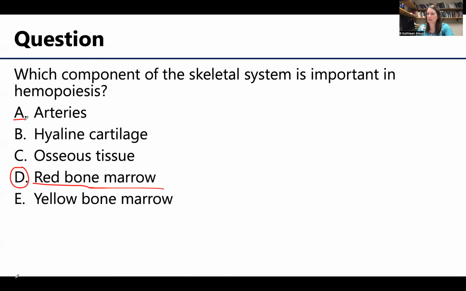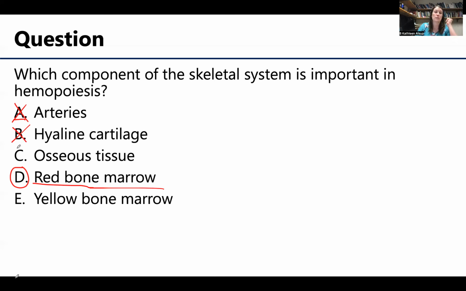And I did put A in here to be a little tricky. I don't like to be tricky generally, but I did want to put this in here as a good distractor, because while arteries are definitely important in terms of transporting blood, so allowing blood to move through the arteries to get to the specific tissues that they need to get to, that's not where the blood is actually forming. It's important in terms of transport, but it's not going to be important in terms of blood formation. Hyaline cartilage is definitely wrong. We know that cartilage is mostly avascular, so we're off in the wrong section there.